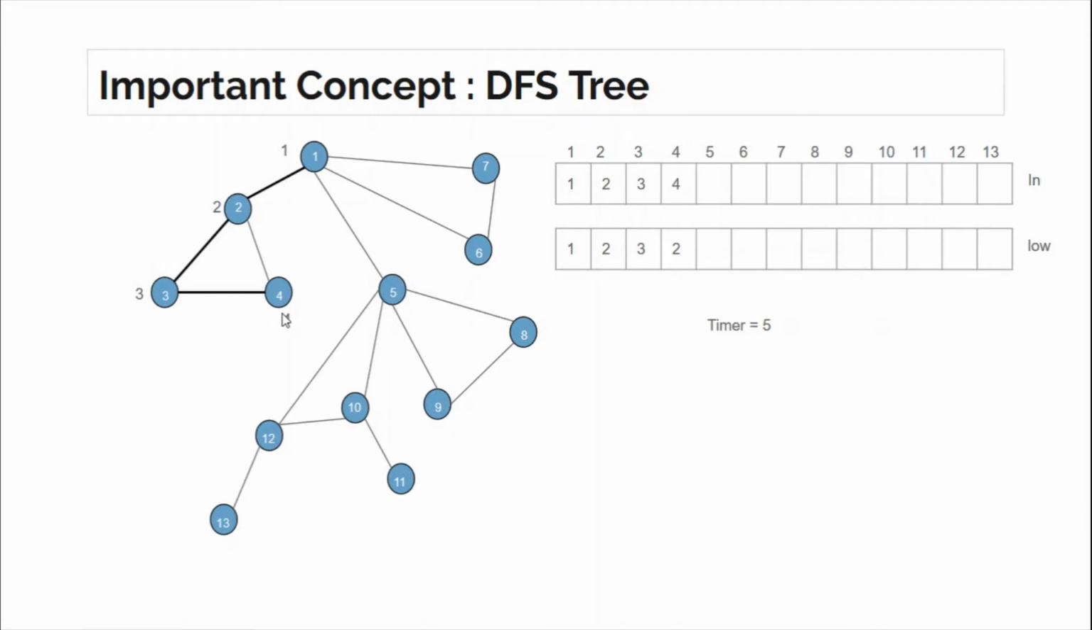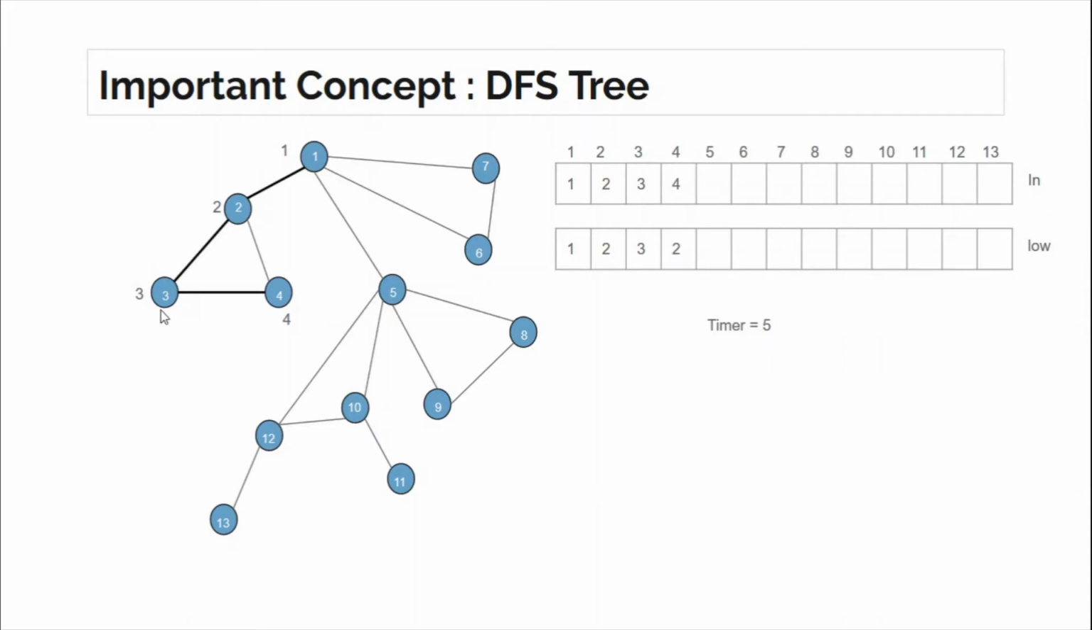So we would check the low time of node 4. Since we have returned from node 4 to node 3, that is why we would check the low time of node 4, whether this subtree can survive or not. So the low time of node 4 must be smaller than the in time of node 3.